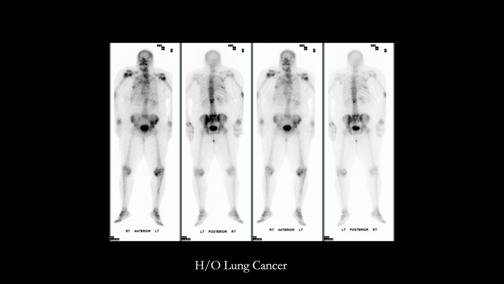Our next case is a patient with history of lung cancer who had a whole body bone scan. Here we are looking at anterior and posterior whole body images in a higher intensity and then in a lower intensity, showing intense uptake involving the left hemipelvis, the sacrum, and a vertebral body. And so is this bone metastasis or could this be something else?